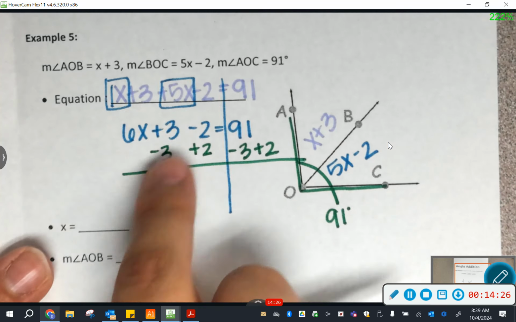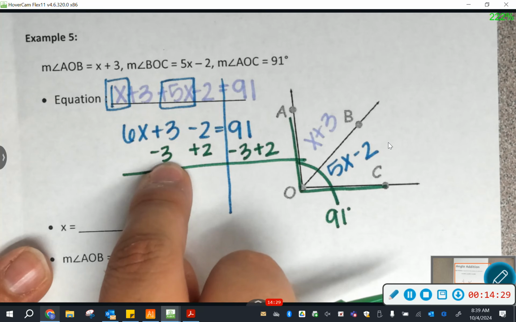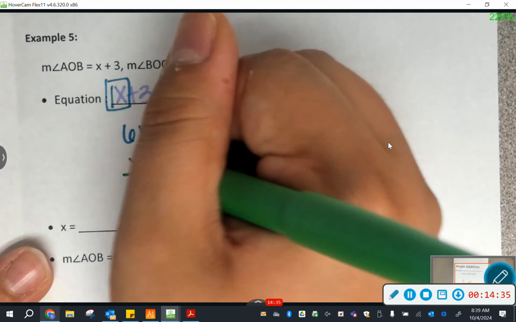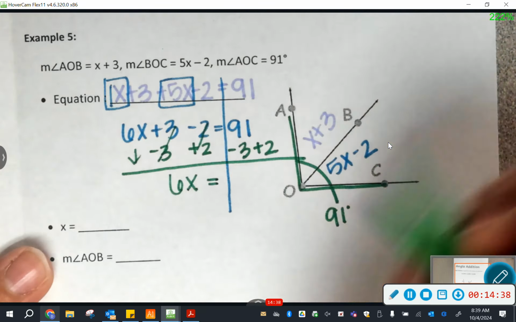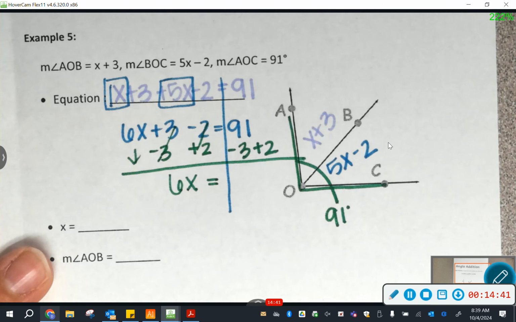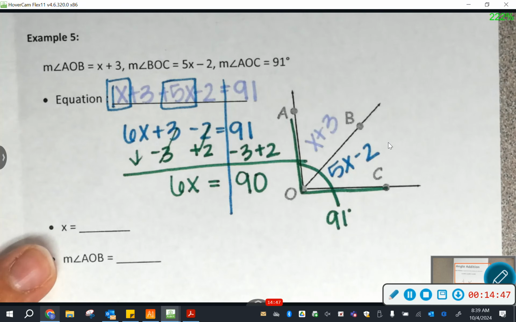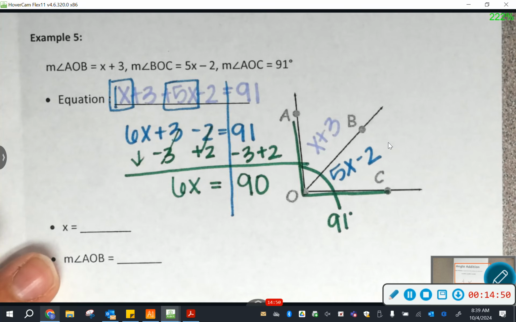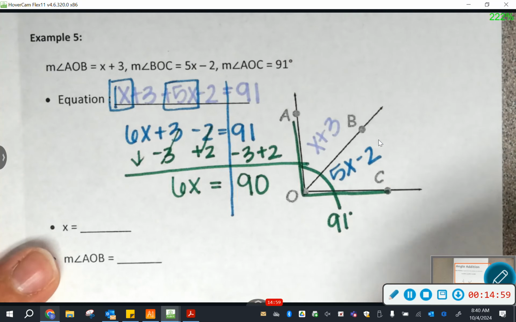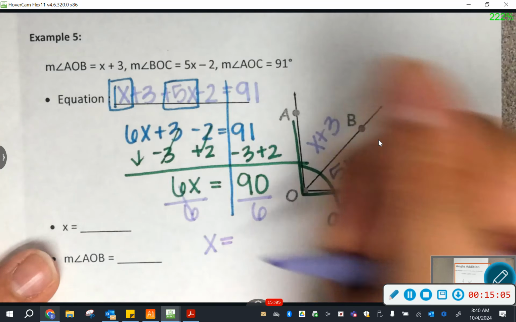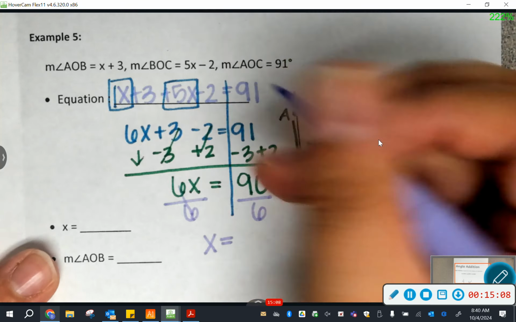Remember, to get rid of the side chicks, you have to do the opposite. So that's positive 3. I got a minus 3. Okay. That's negative 2. I got to add 2. What is 91 minus 3 plus 2? 90. Am I going too fast? What do I do last? Divide by 6. What's 90 divided by 6? 15.